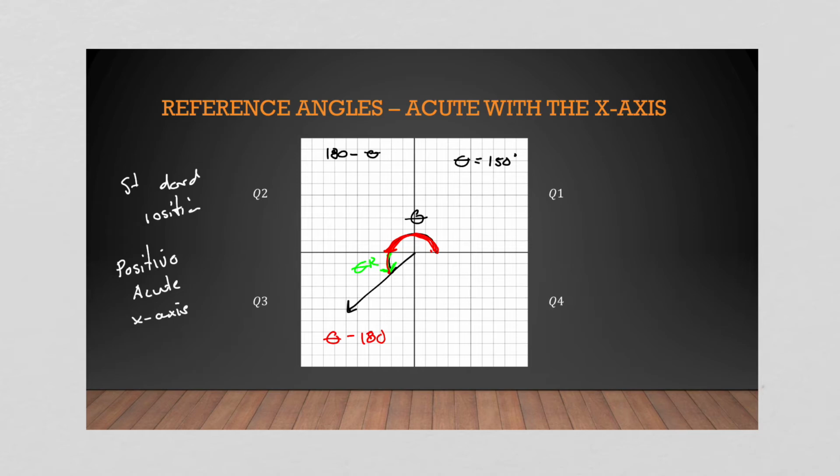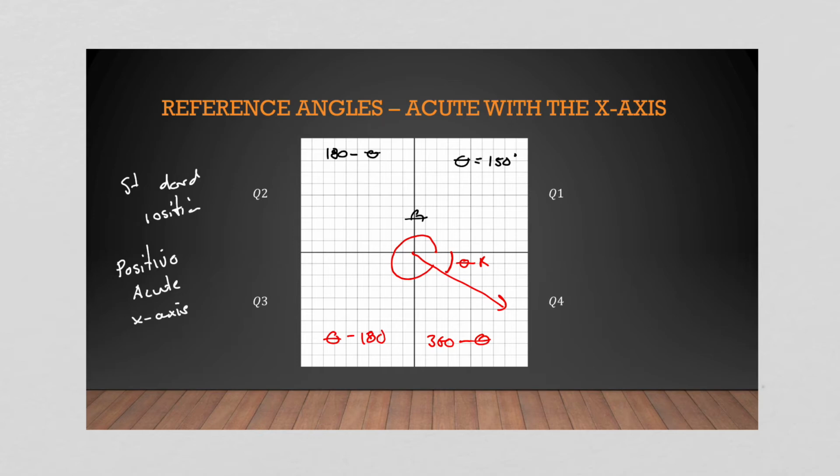And then lastly, we end up in quadrant 4. And when we're in quadrant 4, well, this time our standard arm goes all the way to here, and our acute angle is made right here. There's my reference angle. So how do I get that? Well, that is 360 degrees minus theta. So you will have reference angles in every single quadrant, right? And you will have the same reference angle in every single quadrant.